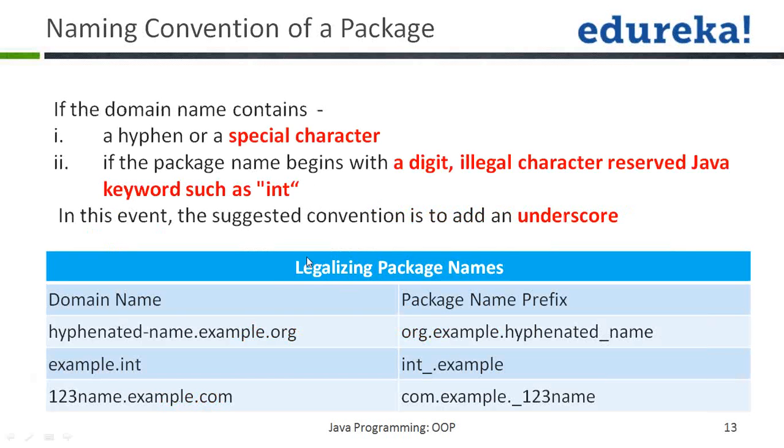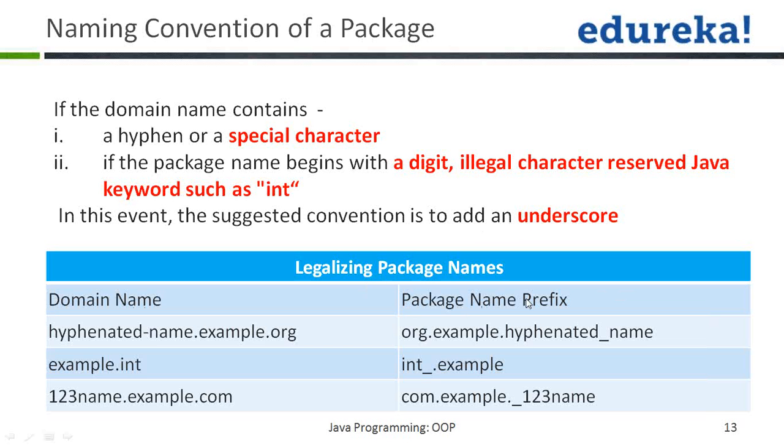Okay, then moving on. Now you understood you can reverse the domain names. What if a domain name contains a hyphen or a special character? If the package name begins with a digit, an illegal character, or a reserved Java keyword such as int, what has to be done? In this event, the suggested convention is to add an underscore instead.